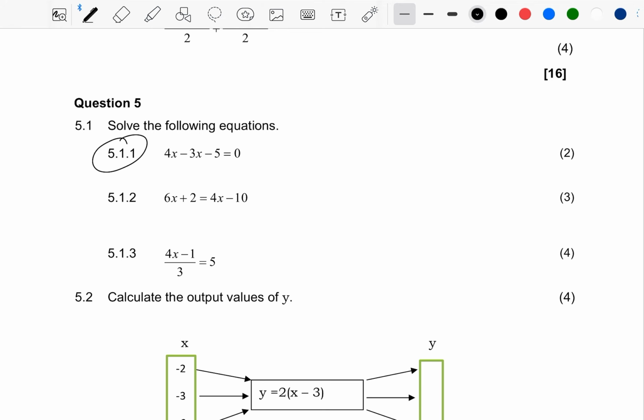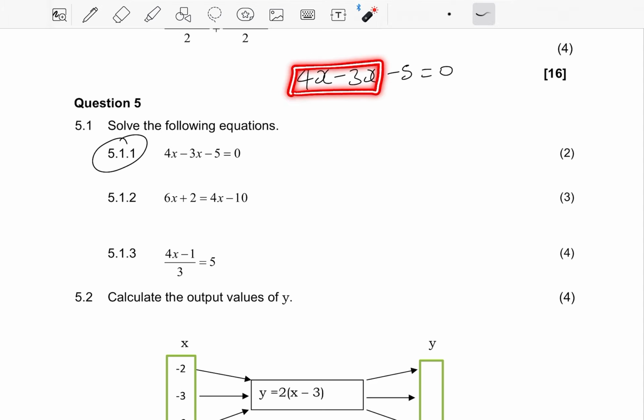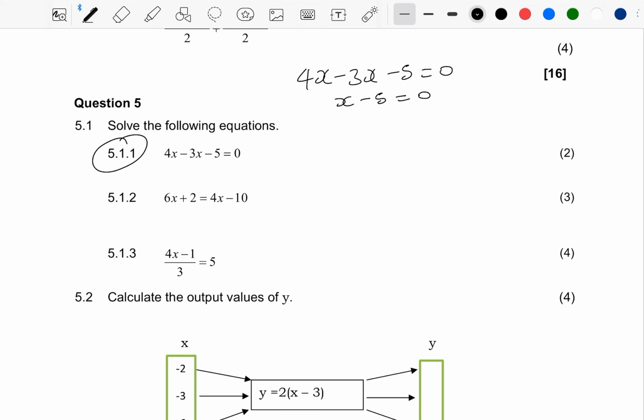5.1.1.1, we're required to solve for x. So how do you do that? Say you have 4x minus 3x minus 5 is equal to 0. As you can see, these two are like terms, so you're able to subtract them. So 4x minus 3x is equal to x. That's equal to 1, right? 4 minus 3 is 1, so that's equal to x minus 5 is equal to 0.